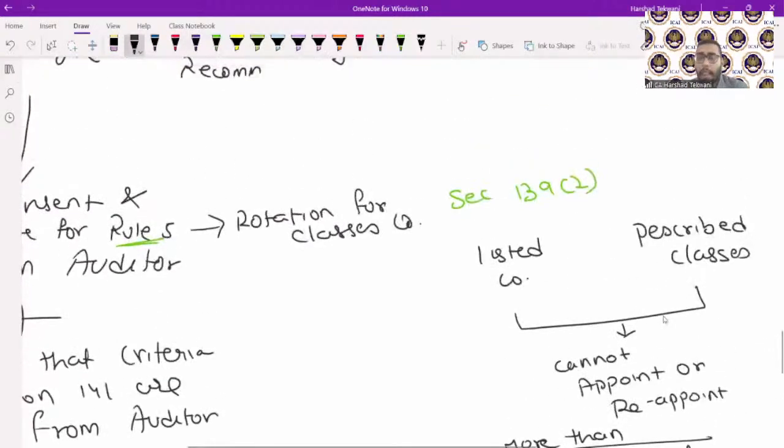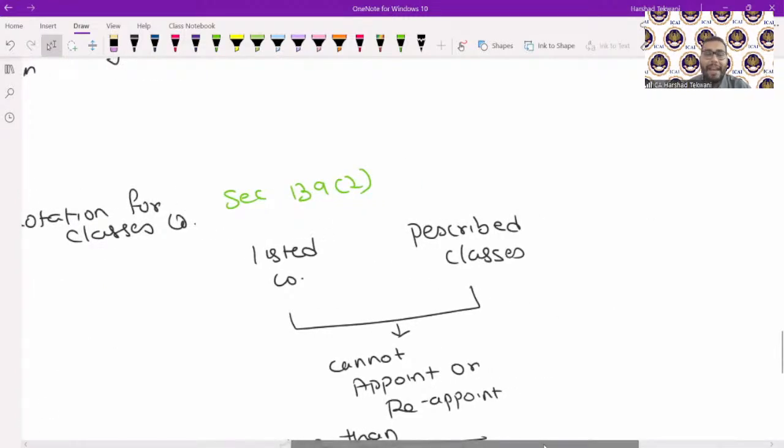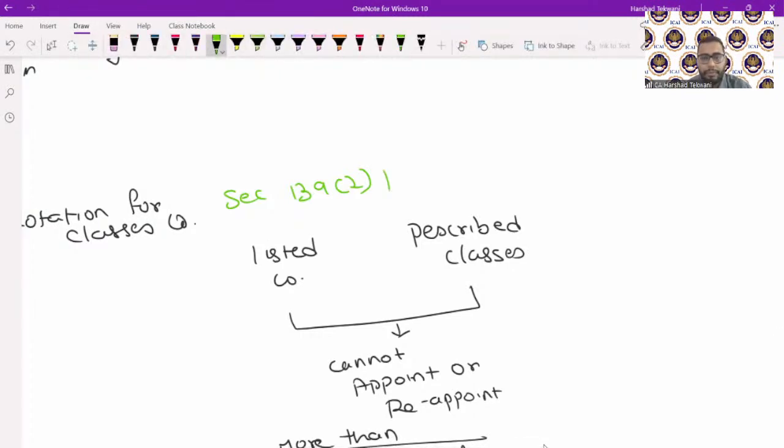Now, listed company, we all know which are the listed companies. When I say prescribed class, what is a prescribed class? Prescribed class means companies specified in Rule 5 that we are discussing. These are the prescribed classes. And which are these? 3 conditions for that. One, I'm talking about unlisted now. Unlisted public companies.